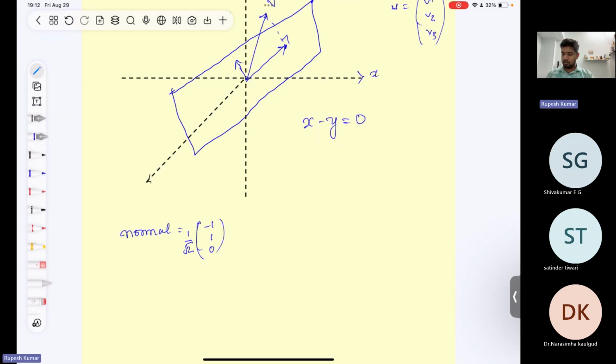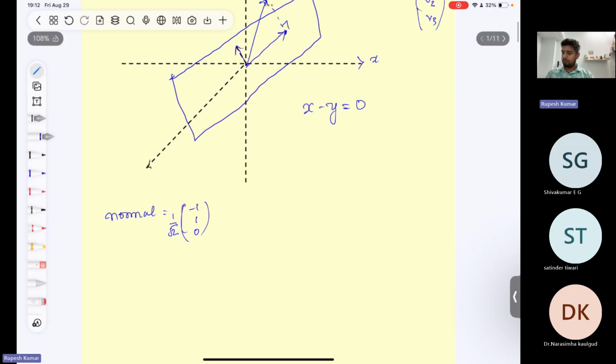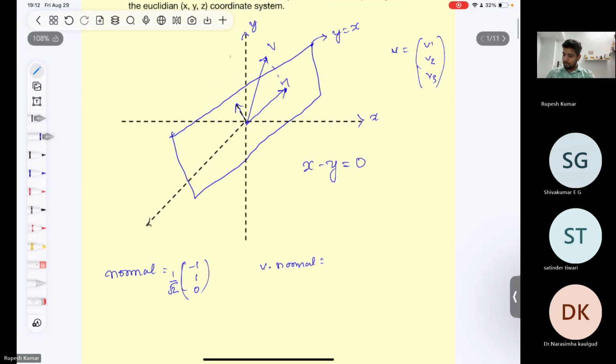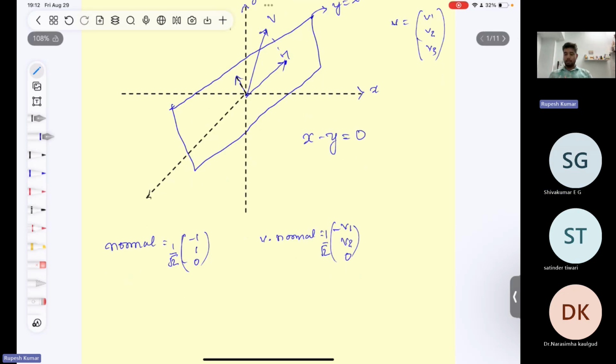So what is the component along the normal? I think this has been covered in the class, right? You have this normal here. So in the normal direction, what is the component of v? V dot normal will be essentially (minus v1, v2, 0) divided by root 2. So this is v's component along the normal.